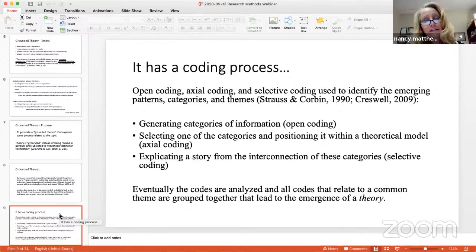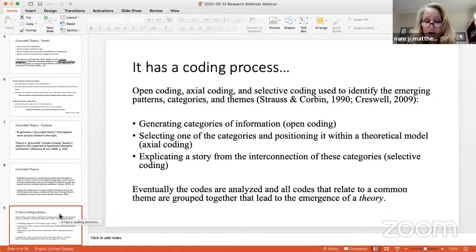Now, grounded theory does have a coding process. And again, based on Strauss and Corbin, as well as Creswell here, it is looking at it through open coding, axial coding, and selective coding used to identify the emerging patterns, categories, and themes. It is explained as generating categories of information called open coding, then selecting one of the categories and positioning it within a theoretical model called axial coding, and then explicating a story from the interconnection of these categories called selective coding.